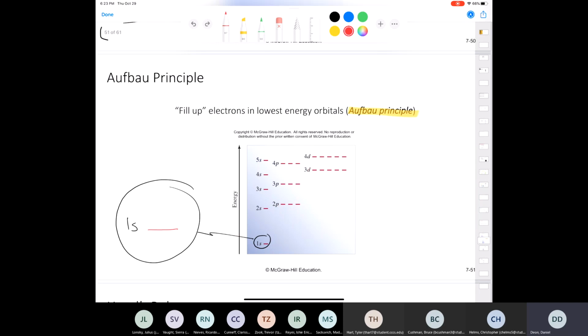How many electrons, and this is a question for you guys, how many electrons can be held in each orbital? Not a trick. I mentioned it a couple times this evening. How many electrons in each orbital?